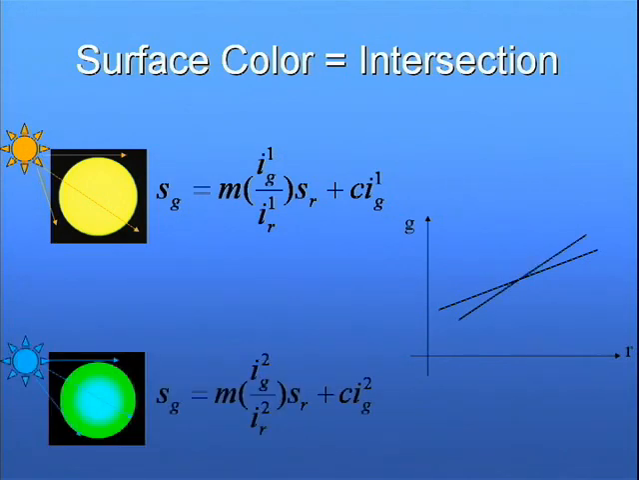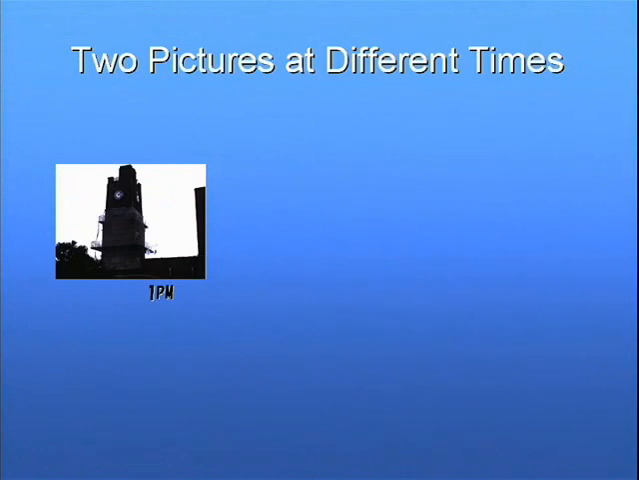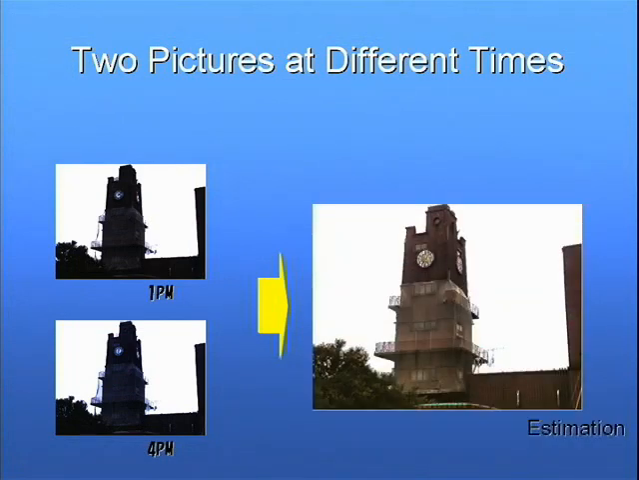Exactly the same position under different illumination conditions, we can obtain another straight line. And we are talking about surface color. So surface color never changes if we are talking about the same pixel. So this intersection is the real color. Unfortunately, this method is relative, and this is an example. 1 p.m. image, 4 p.m. image, by checking exactly the same positions' colors, we can obtain the real color of the object.